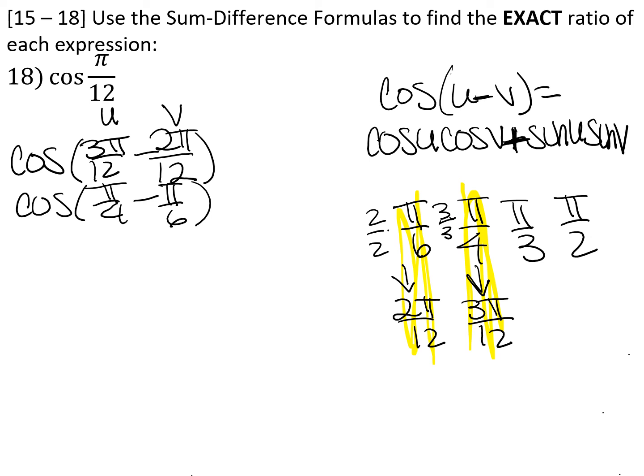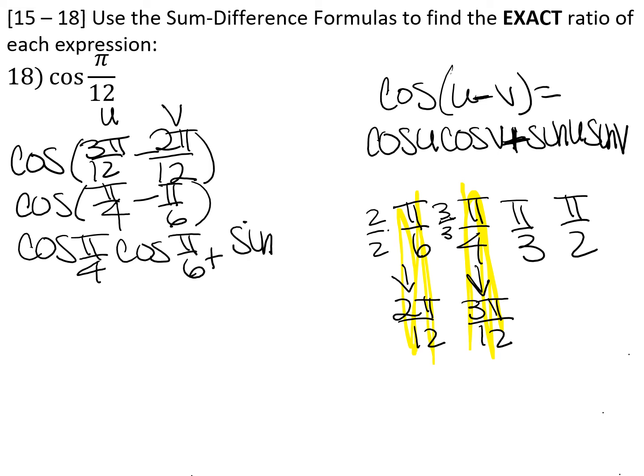And then this one is my 45-degree triangle. So cosine of pi over 4 times cosine of pi over 6 plus sine of pi over 4 times sine, not cosine, of pi over 6. So the pi over 4 triangle or unit circle is the one with the root 2 over 2.